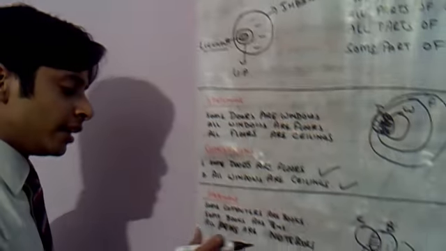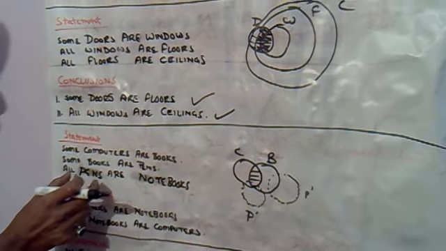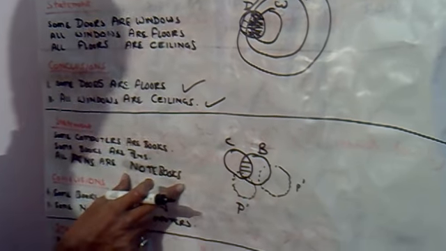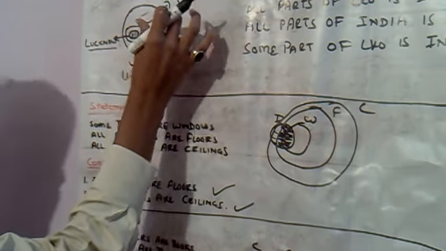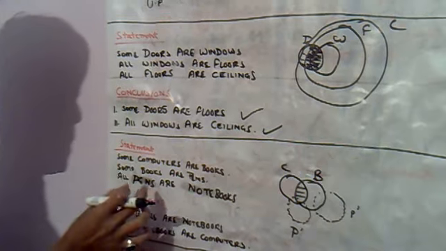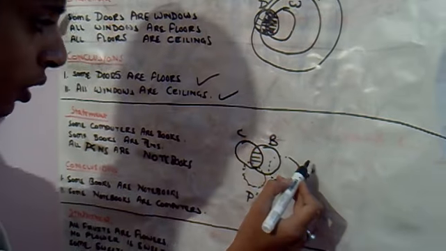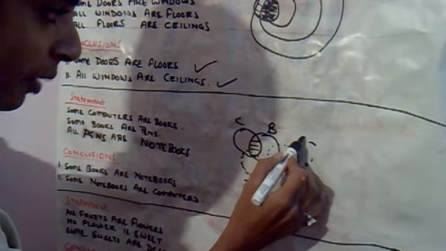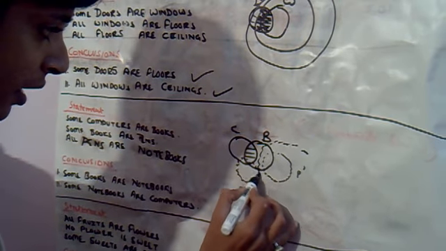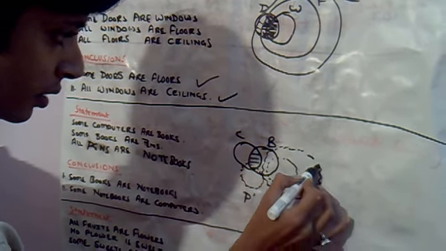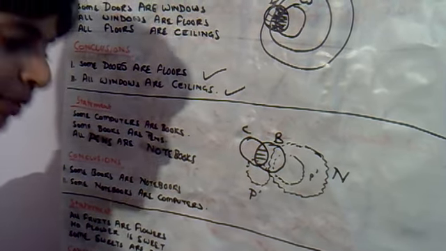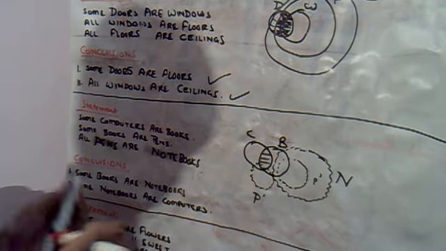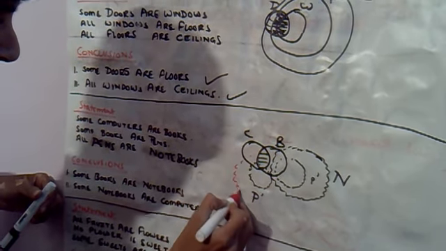Now the third statement says all pens are notebooks. That is, the pens would be contained in the notebooks. Just like they say, all UP is India, so UP is contained in India. So all pens are notebooks, that means pens are contained in the notebooks. So notebook would be a bigger circle that can be drawn like this, or it can be another bigger circle that can be drawn like this over here.